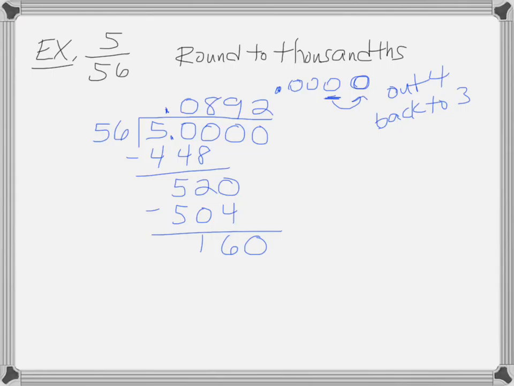I need to round. So if I've got 0.0892, I want to round to the thousandths. So I look to the right. Is it 5 or bigger? It is not, so the 9 stays a 9, 0.089. So to convert a fraction to a decimal, you divide top divided by bottom. Now let's go the other way around.